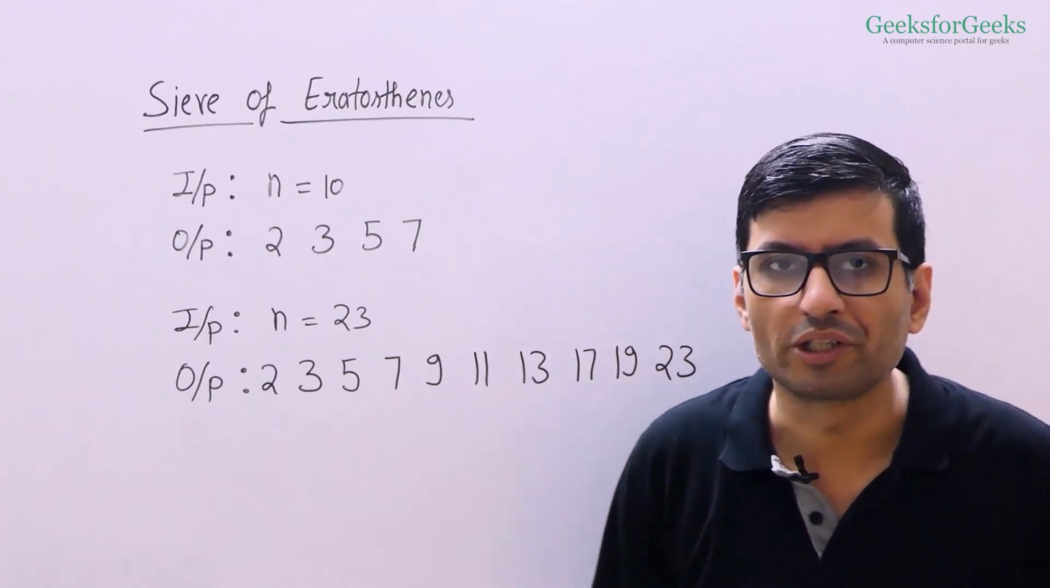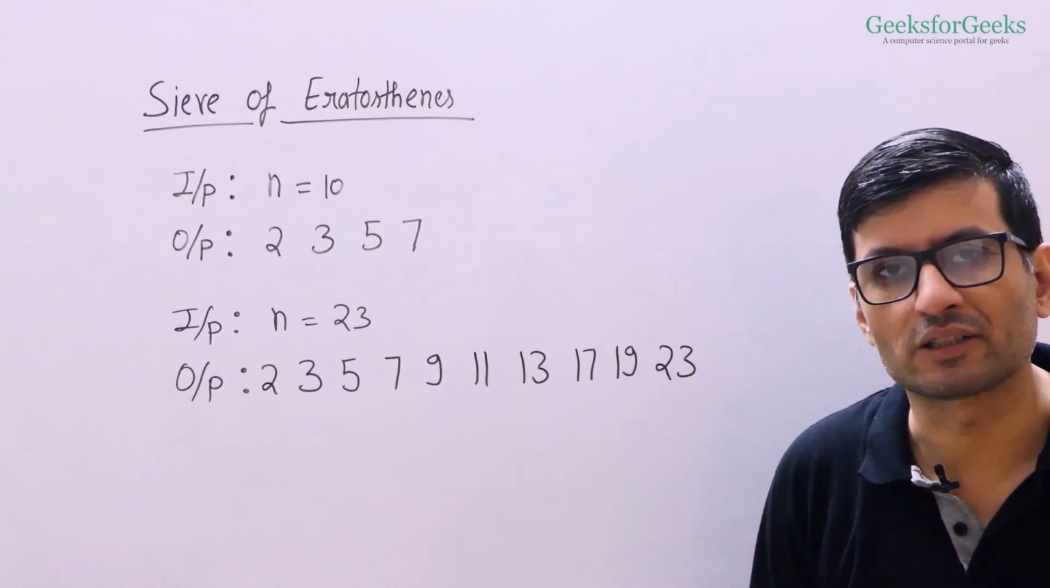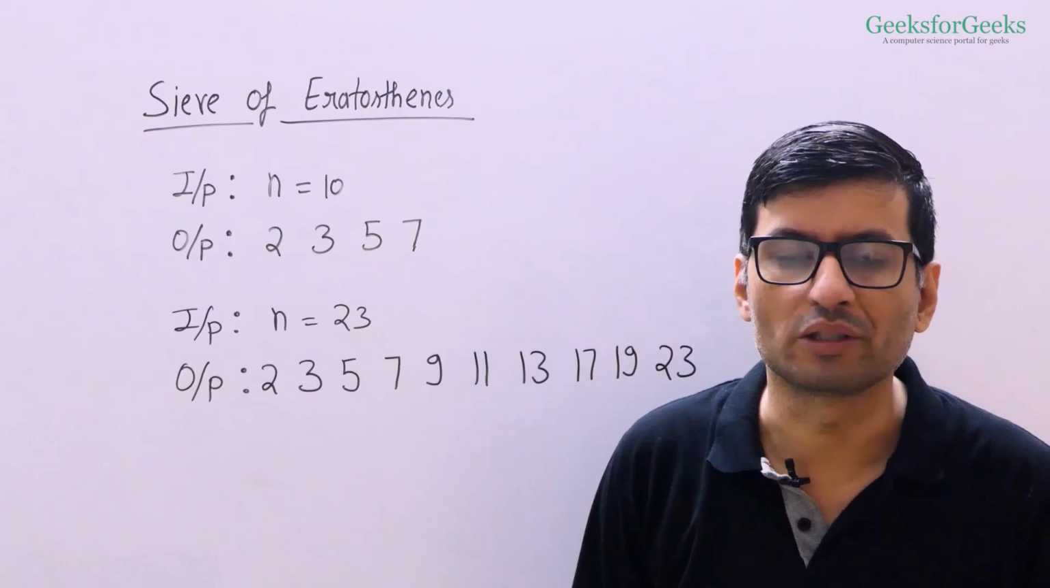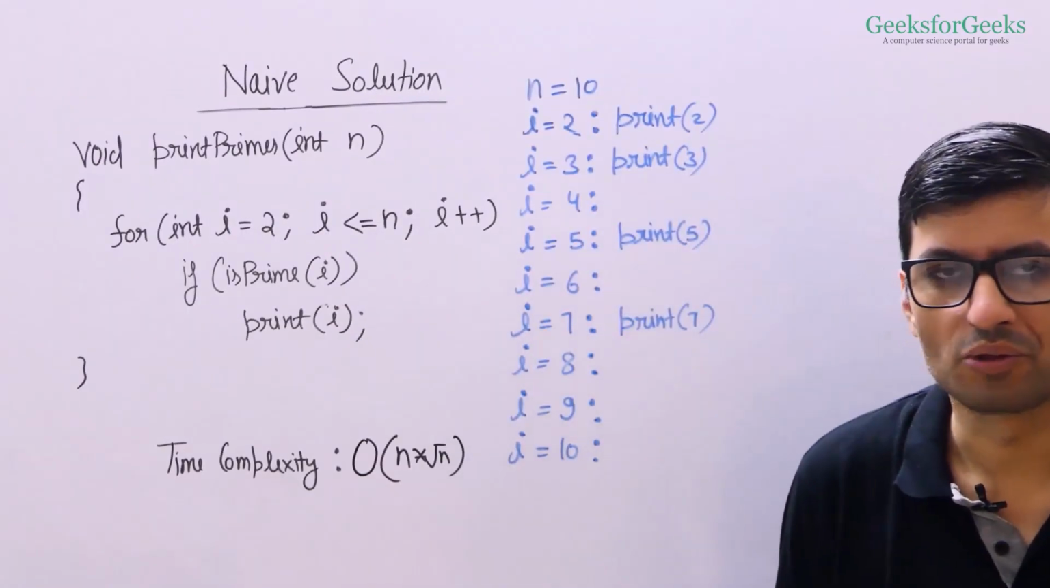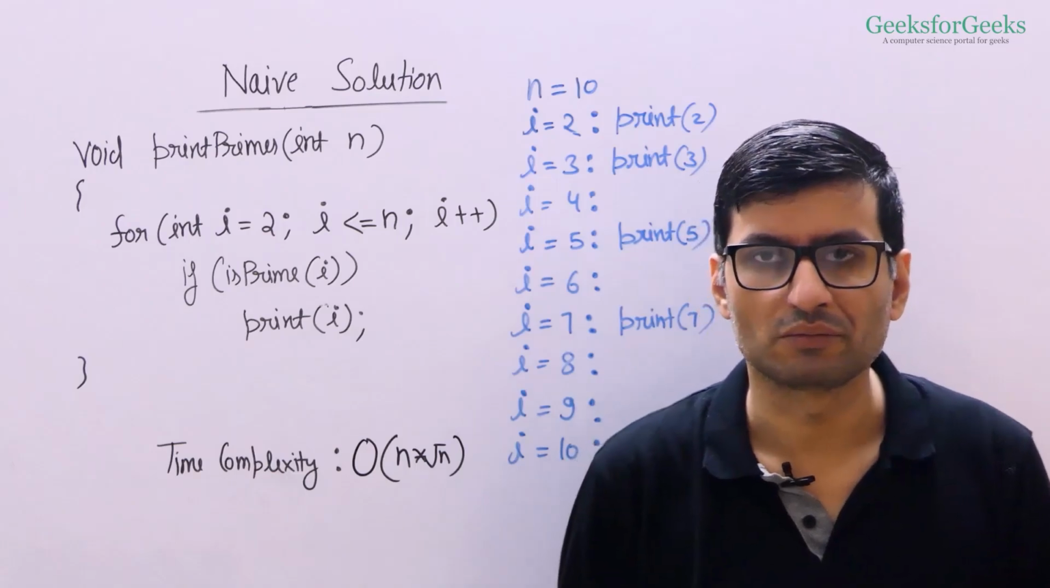Now please pause this video and try to write down a function that takes an integer n as an argument and prints all the prime numbers smaller than or equal to n. Let us first talk about a naive solution to solve the problem, and then we'll talk about the efficient sieve algorithm.